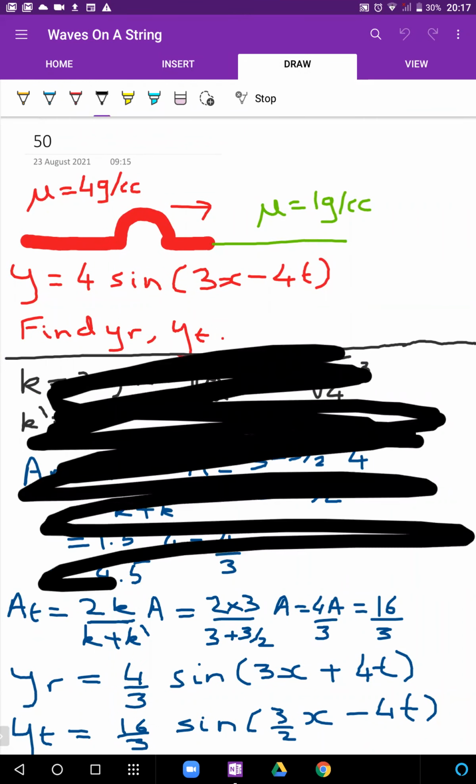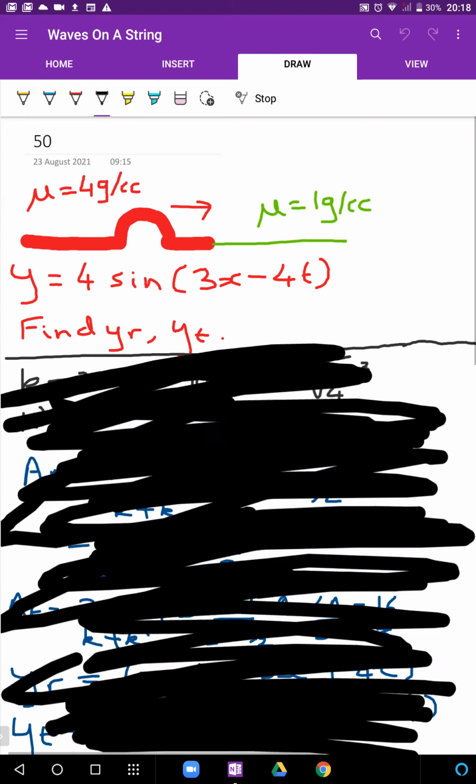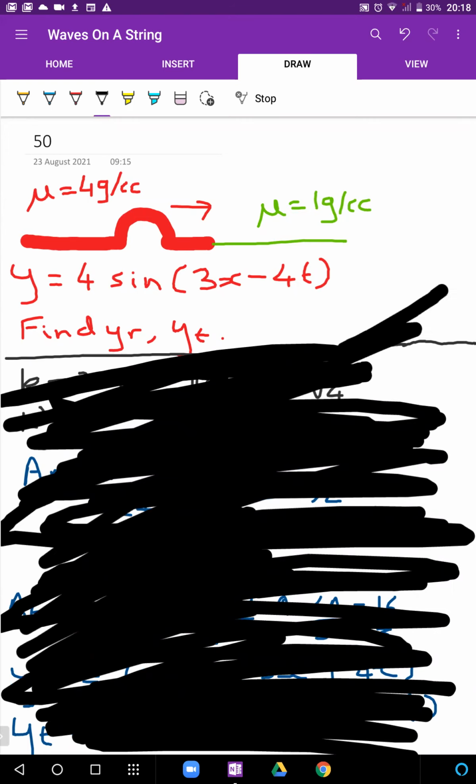Don't look down. Okay, so I have two strings. The red string is the heavier one, and the incident wave is on the red string. हाँ, red string से green string में wave जा रहा है. Red string का linear mass density is 4. Green string the linear mass density is 1. The equation of the incident wave is 4 sine 3x minus 4t. Please follow your algorithm and find yr and yt. Very simple.